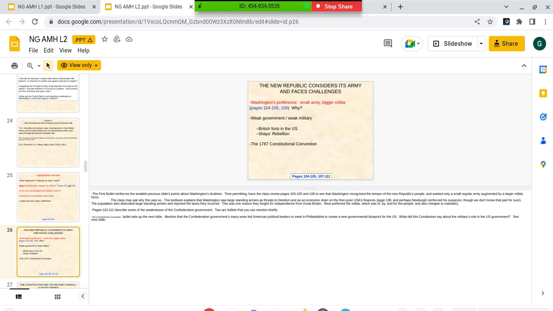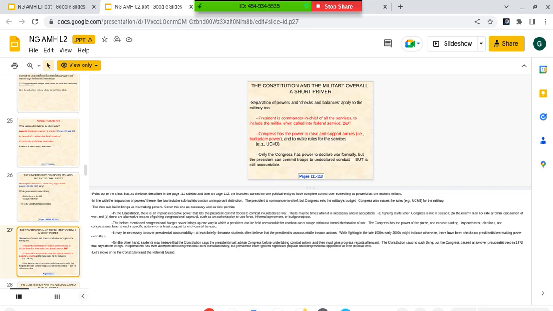So Washington's preference, again, was small army, but bigger militia. The emphasis was on a militia, because a big army could encroach upon the freedoms and rights of a civilian government like Congress. The first bullet reinforces the testable previous slides, points about Washington's druthers. Basically just what we talked about here is what you should understand.